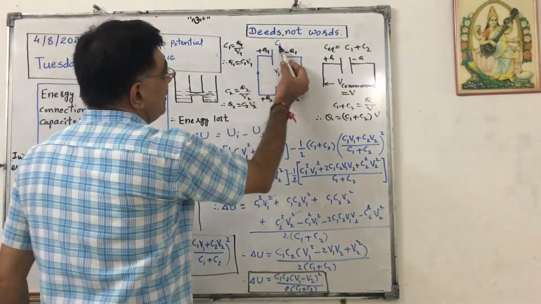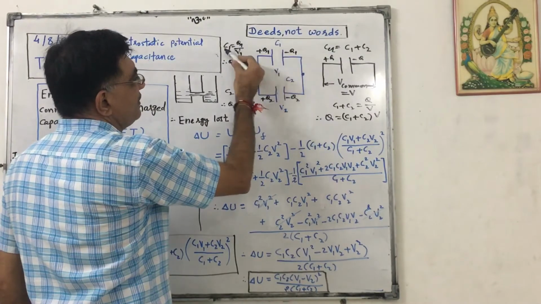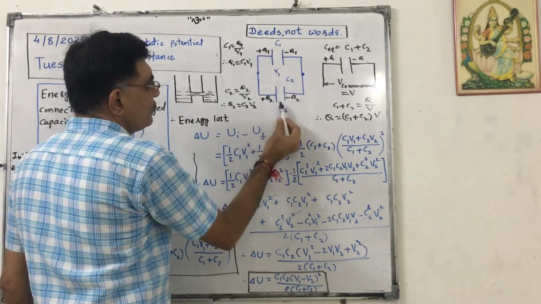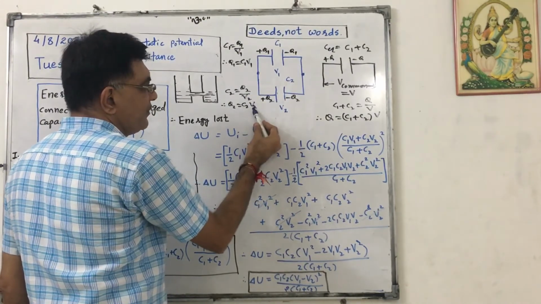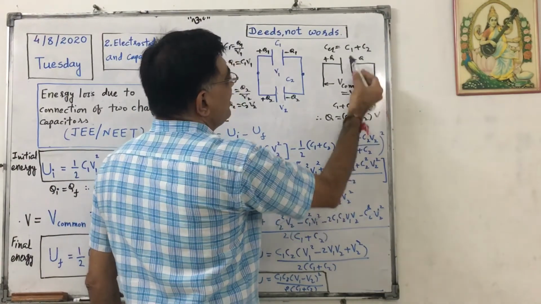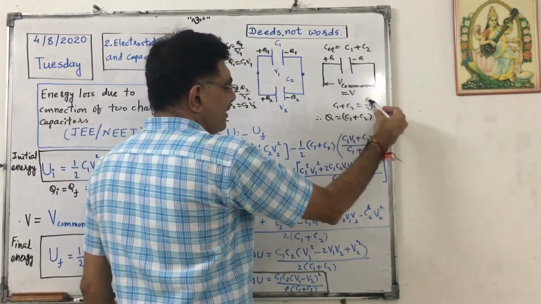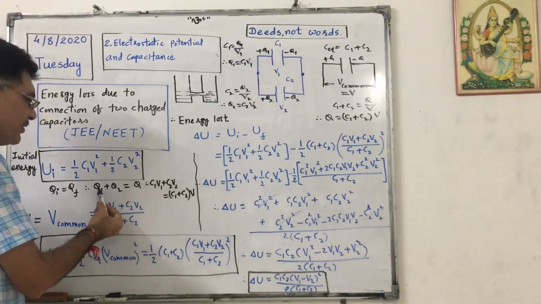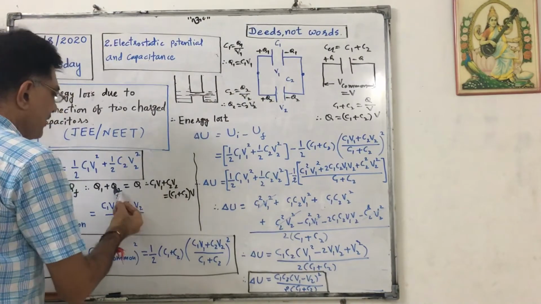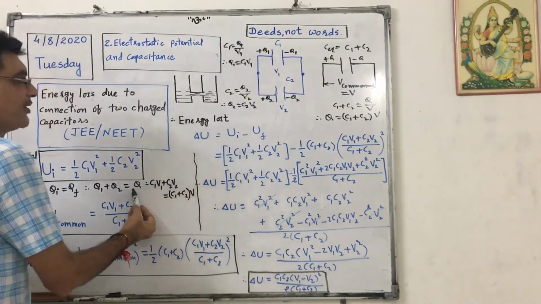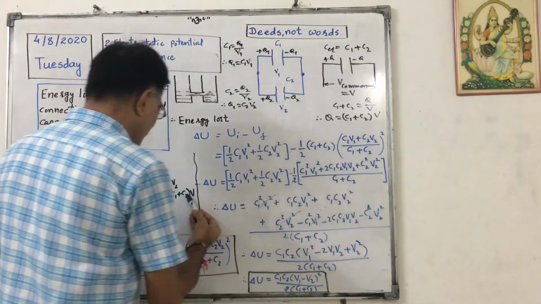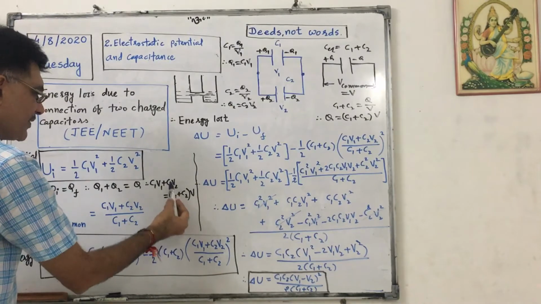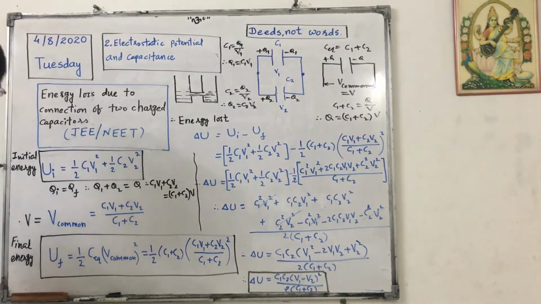Now see here, according to definition, C1 equals Q1 by V1, so Q1 is C1 V1. Similarly, C2 is Q2 by V2, so Q2 equals C2 V2. Similarly here, C1 plus C2 equals Q by V, so Q equals C1 plus C2 into V. Replacing Q1 as C1 V1, Q2 as C2 V2, and Q as C1 plus C2 into V, V will be equal to C1 V1 plus C2 V2 upon C1 plus C2. We can call it V common.